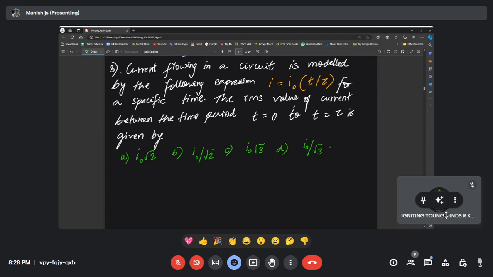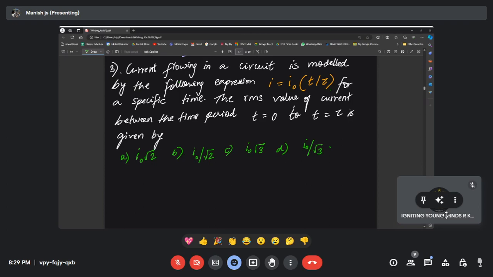Now here they have given you a function. The question itself is based on the function. They are modeling a function as I is equal to I naught times t by tau. The question is, you have to find the RMS value of current between the time period t is equal to 0 to t is equal to tau. Sir, option A, sir. Option A, I naught into root 2. Are you sure? Okay, fine. You have tried something good, but actually the answer is different. The answer is option D. It's okay. This is a higher level question. We'll see how to approach such questions.